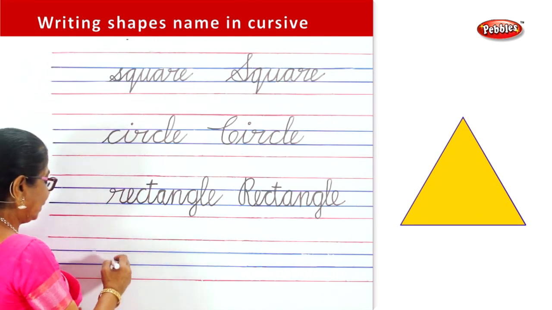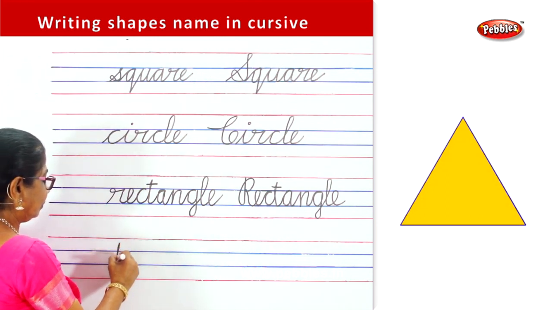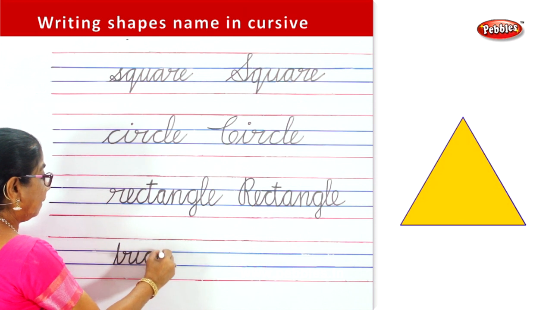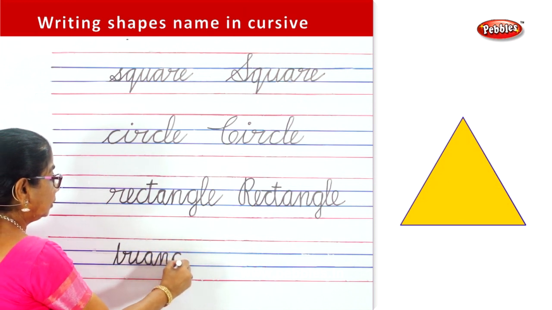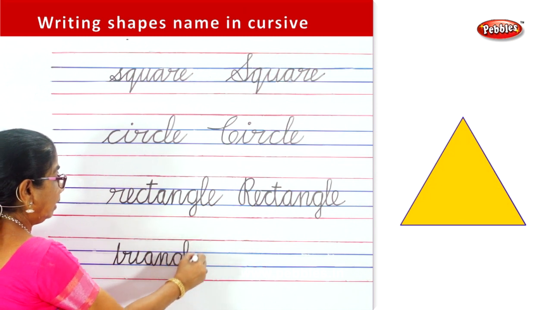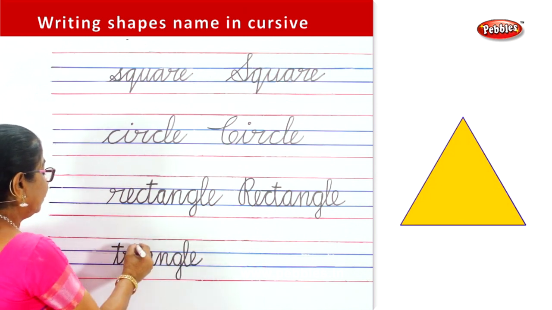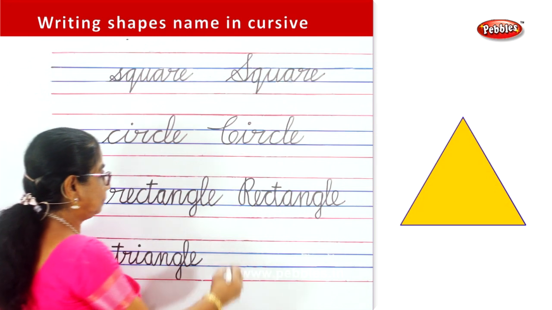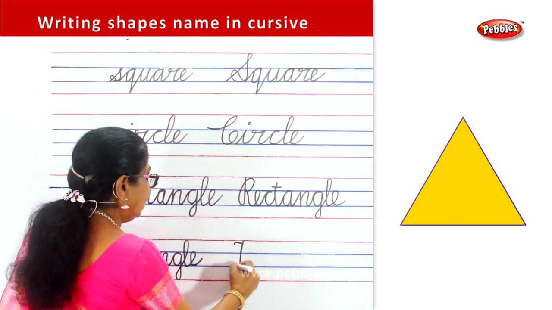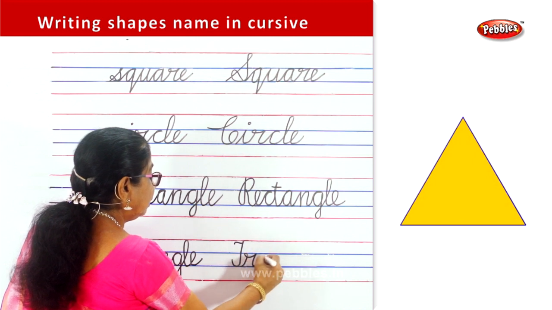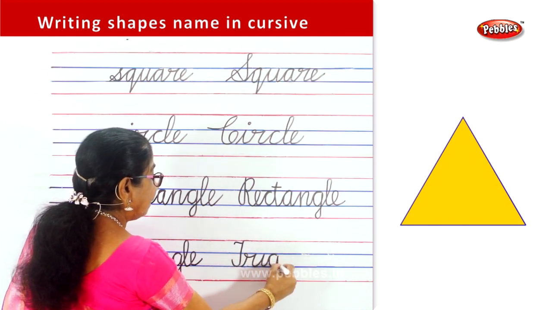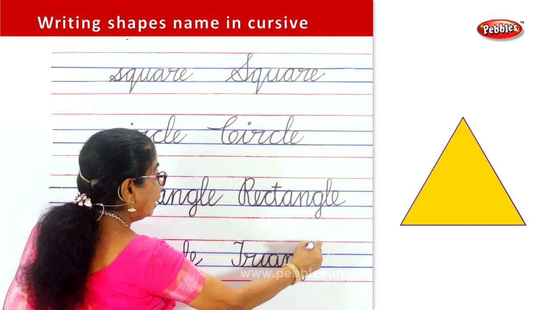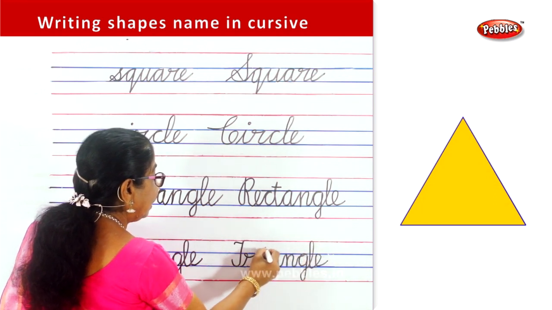Look. T, R I A N, G, L E. Triangle. Shall we write the T capital? Good. T, R I A, N, G L E. Triangle.